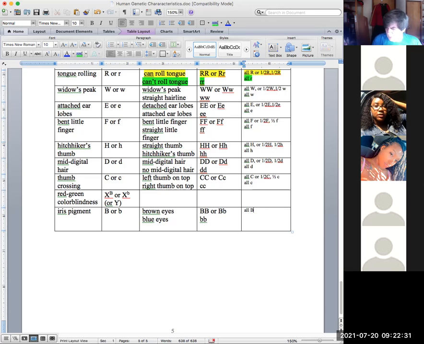So again, for gametes, if your genotype is big B, big B, all your gametes, all your eggs or sperm, would be big B. Or if you're big B, little b, half of them would be big B, half of them would be little b. And then finally, if you have blue eyes, if you're little b, little b, then all the gametes that you make are little b.